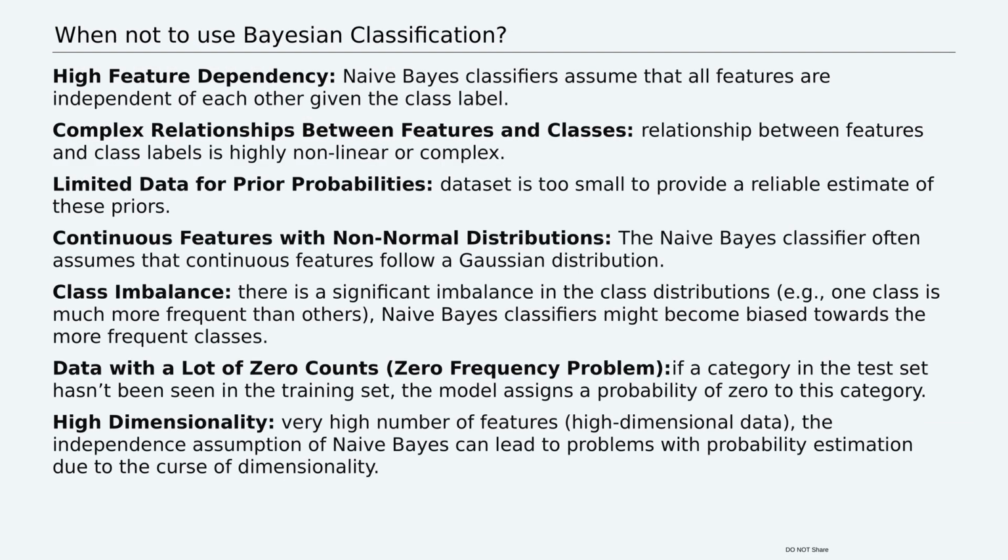Try it yourself. Naive Bayes, although highly interpretable, should be applied carefully. Avoid naive Bayes when features are strongly dependent, feature-to-class relationships are highly nonlinear, priors are unreliable from limited data, continuous variables are non-normal, classes are imbalanced, unseen categories appear, or dimensionality is extremely high.